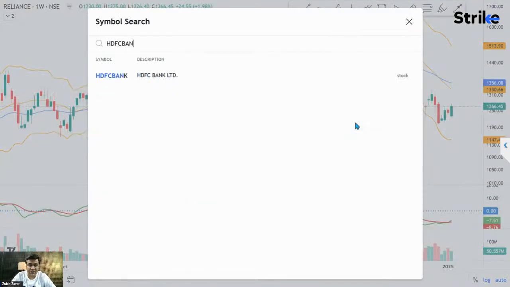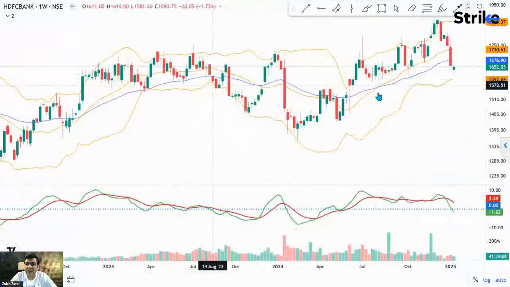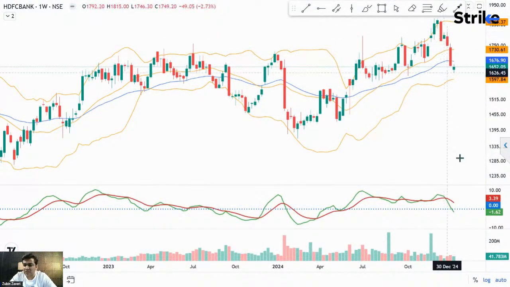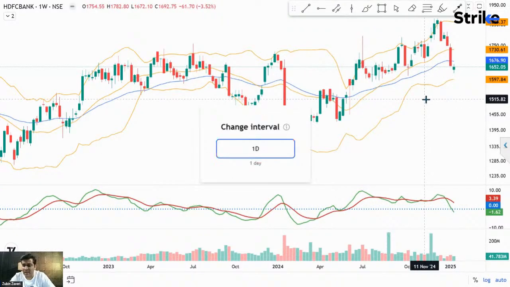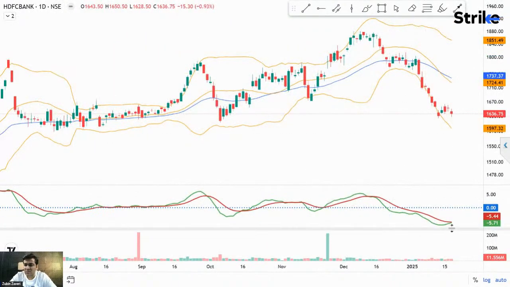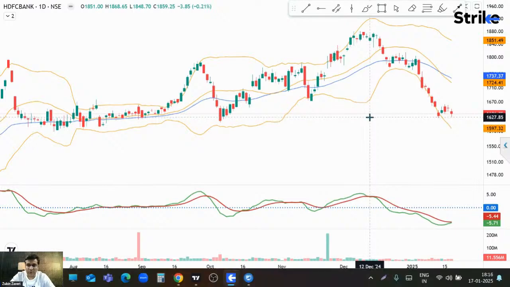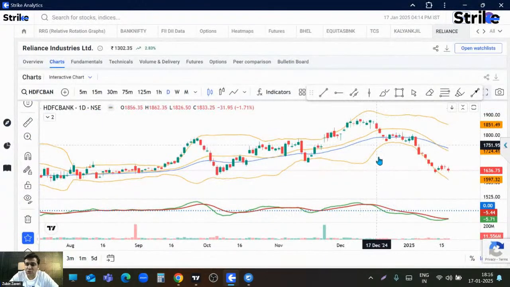Similarly, let's look at HDFC Bank, another heavyweight. The weekly chart is in a bearish mode. The momentum is in the bearish mode, and on the daily chart, it may give a bullish crossover. All right, but still right now in a bearish mode. So we have two heavyweights. One momentum is in a bullish mode, and the other momentum is in a bearish mode. So it's completely a tug of war between these two heavyweights, right?